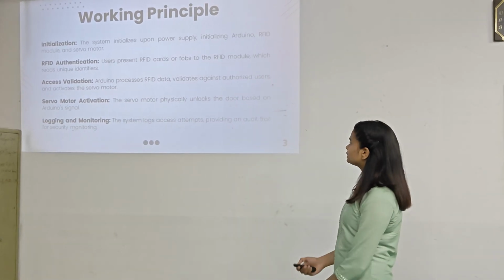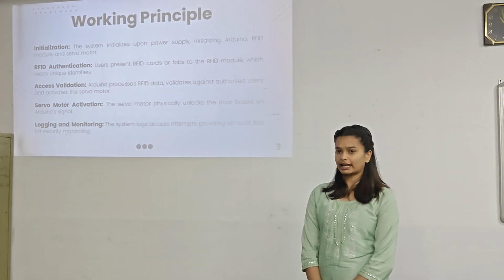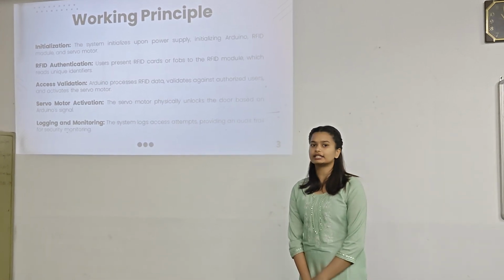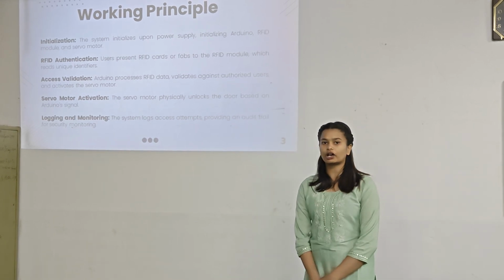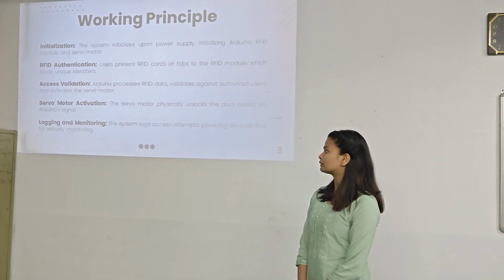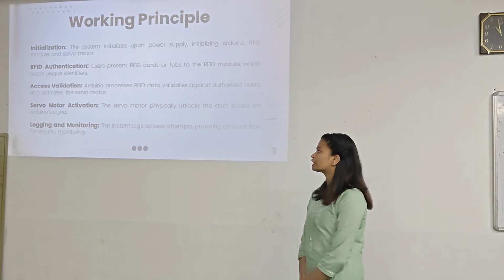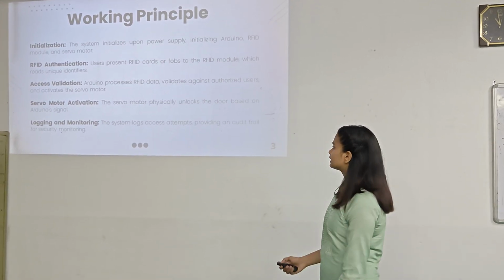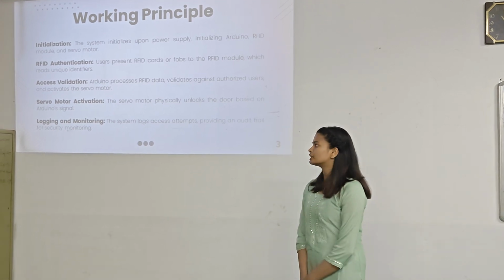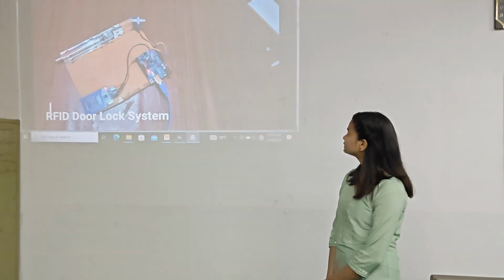Then access validation. The Arduino receives the unique ID and checks whether the unique ID is authorized or not. If the ID matches with the authorized ID, then it triggers the servo motor to unlock the door. Then servo motor activation: the servo motor rotates to a position that unlocks the door. At last, logging and monitoring. It can also keep the logs of entries and exits and helps in security monitoring.